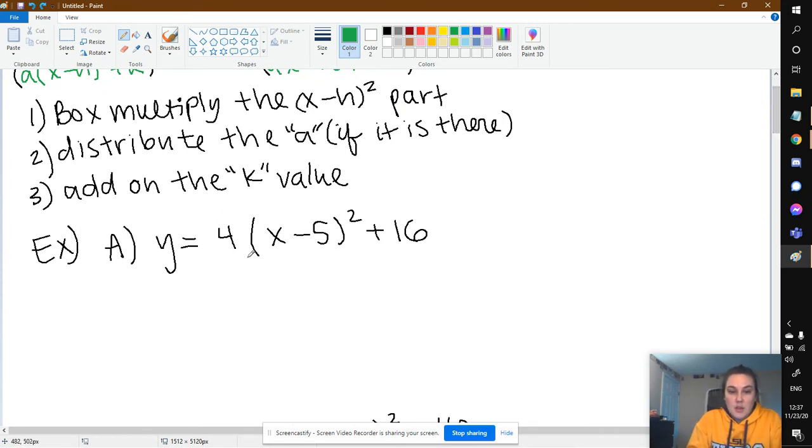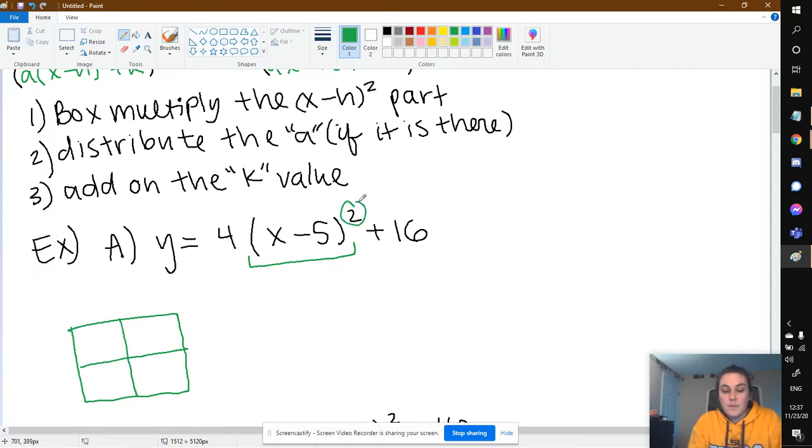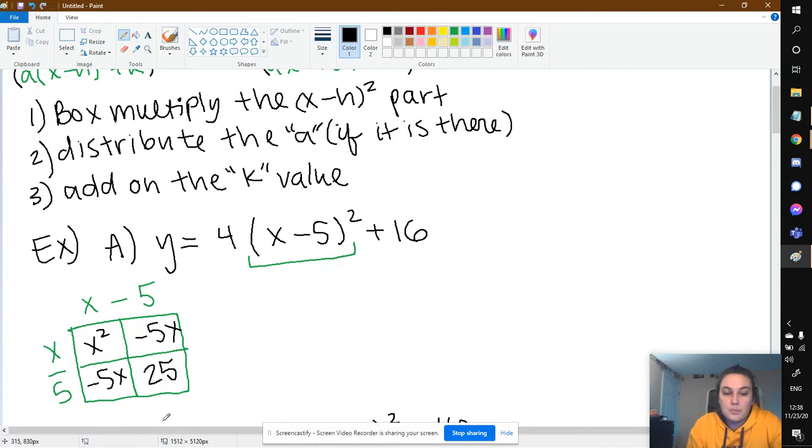Box multiply the x minus h squared part. So off to the side, we'll have a box. Because this is squared, this means there's two x minus 5s. So there's going to be an x minus 5 on the top and an x minus 5 on the side. When we multiply these, we get x times x is x squared. X times negative 5 is negative 5x. X times negative 5 is negative 5x. And a negative 5 times negative 5 is positive 25.